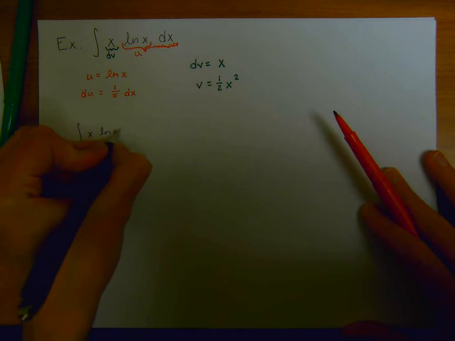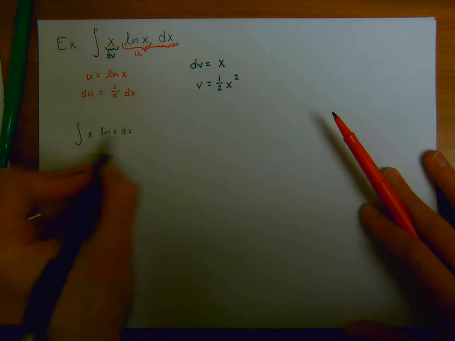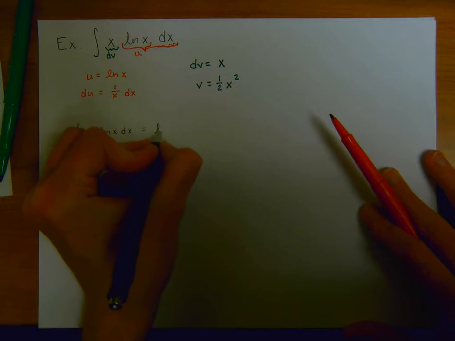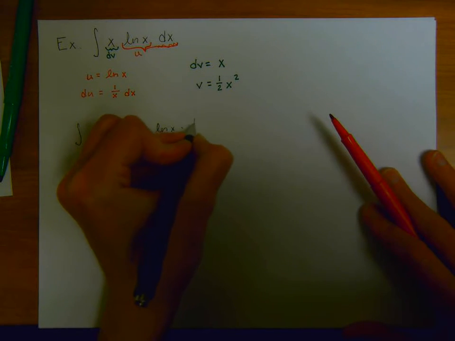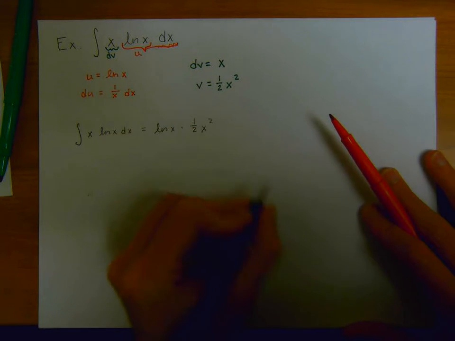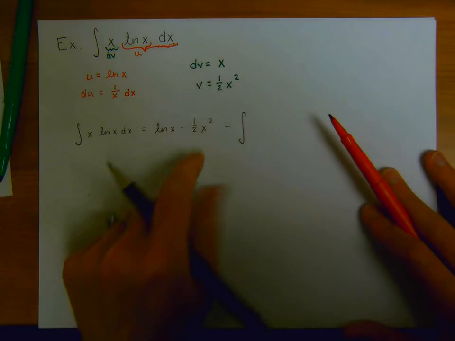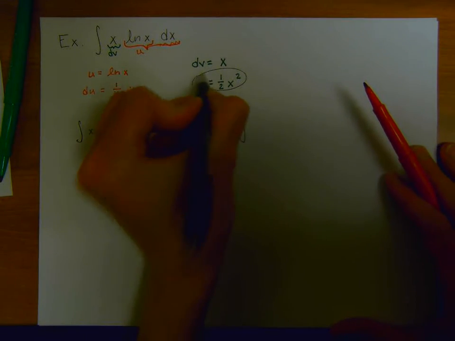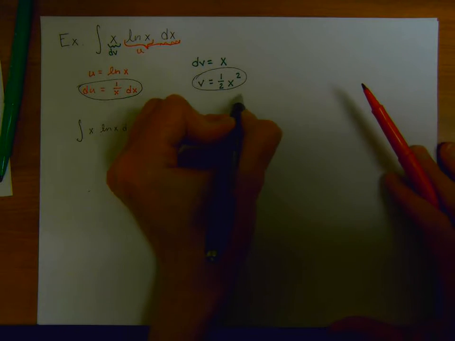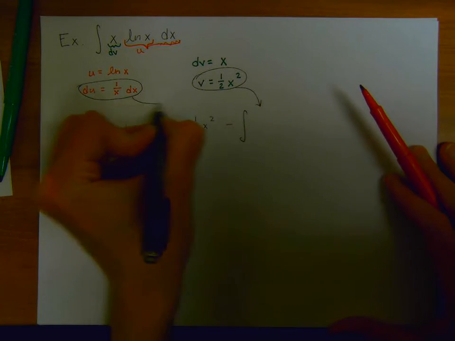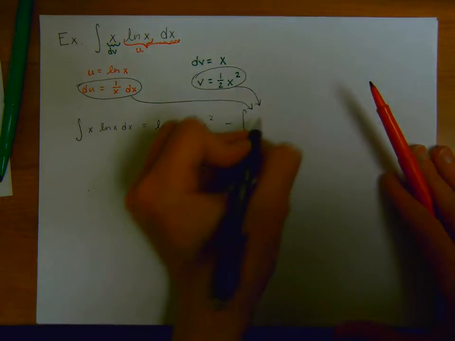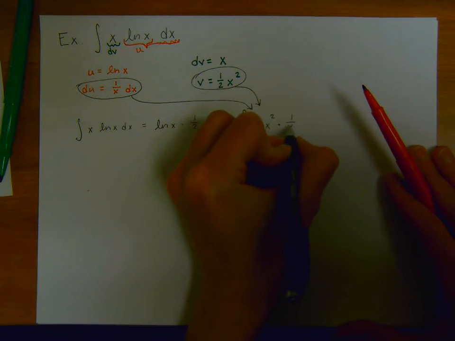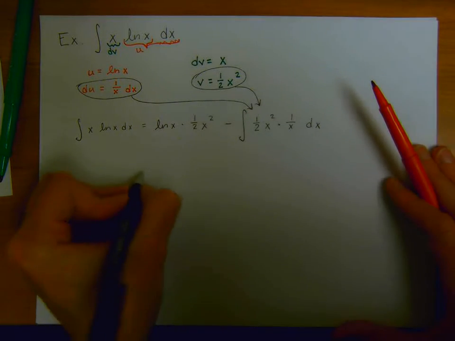The song that I sing in my head is that the integral of u dv is equal to uv, which is natural log of x times 1/2 x squared, minus the integral of v du. So I'm taking this v piece and I'm taking this du piece, and that's what gets put into this integral. So that's 1/2 x squared times 1 over x dx.